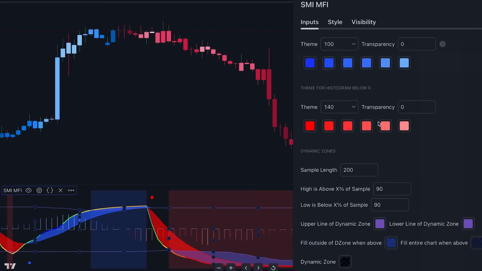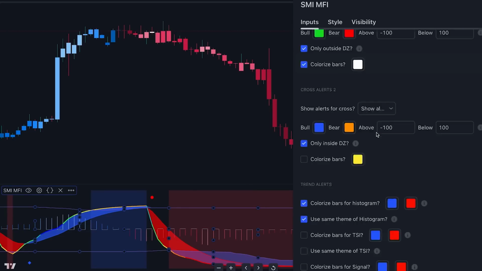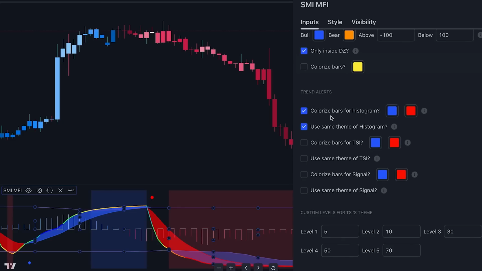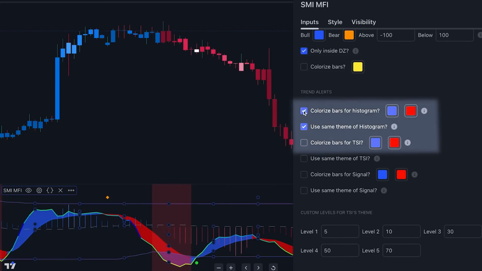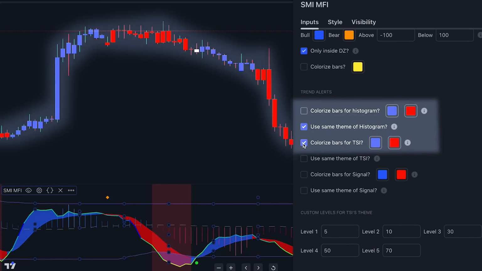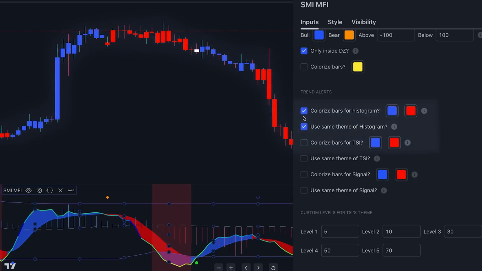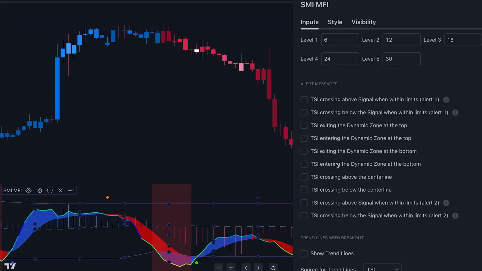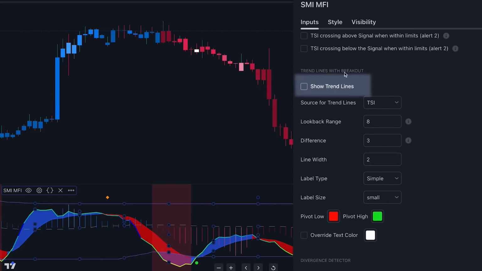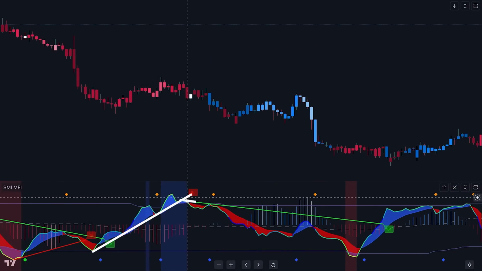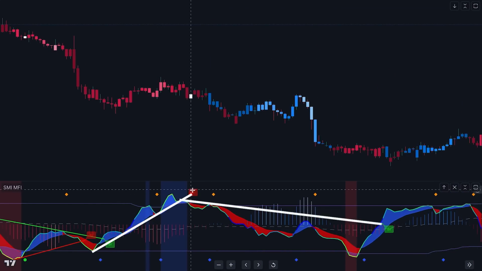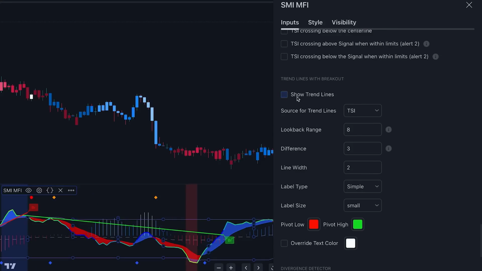Next, scroll all the way down to Trend Alerts. Here we can adjust the candle colors. As you can see, color bars for histogram is on by default, but we can disable that and have the bars colored based on the TSI line or signal line if we wanted. Continuing down to trend line and breakouts, we can see we have options for trend line. When enabled, this option will plot a trend line between the waves of the TS and signal line, which can be useful when using the indicator for trend trading.